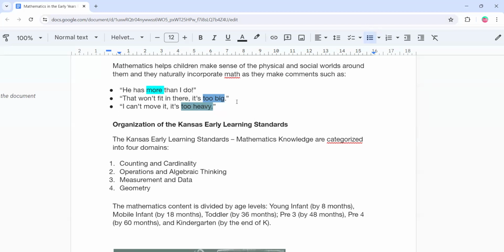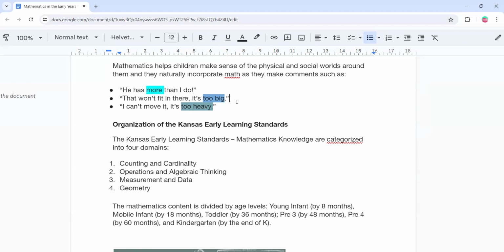Okay, so organization of Kansas Early Learning Standards. The Kansas Early Learning Standards, the mathematical knowledge, are categorized into four domains. The four domains are counting and cardinality, operations and algebraic thinking, measurement and data, and geometry.